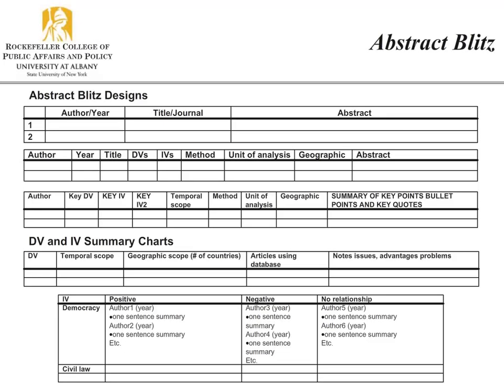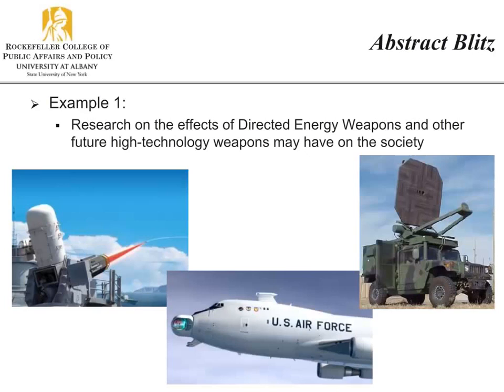Now let's move on to the demonstration portion of this discussion, and let me show you how you might conduct an abstract blitz. For the first example we are going to examine, the research is on the effects that directed energy weapons, or DEW, and other future high technology weapons may have on society.